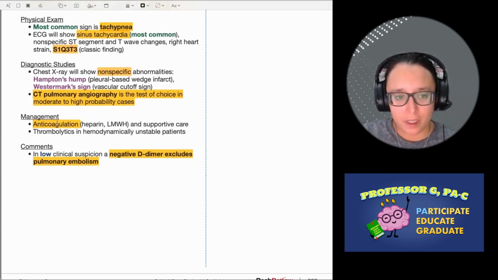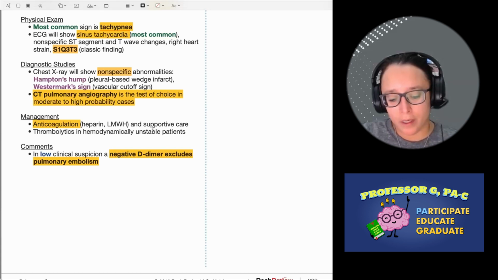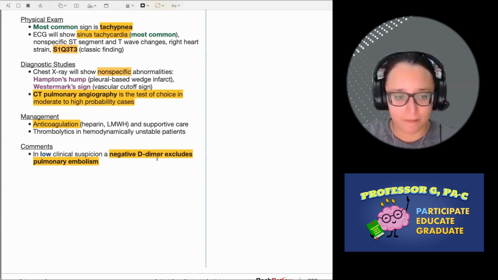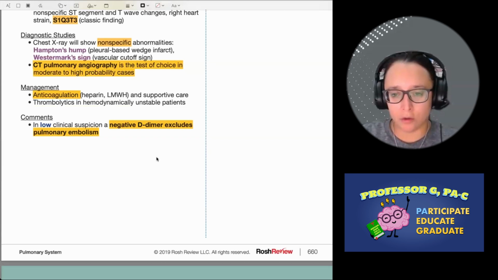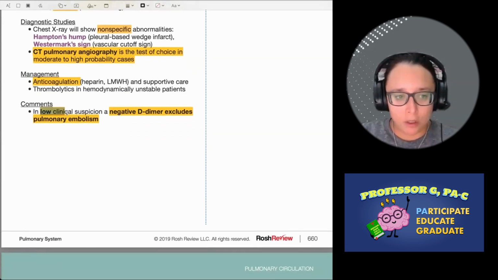Anticoagulation is the treatment of choice. Thrombolytics or embolectomy are what you do when they're unstable. Like basically they're going to die unless you do something. And then let's see. With a low clinical suspicion, if you don't think it's a PE, you can get a D-dimer, and if it's negative, it excludes PE. So it's a good rule out test. It's not a good rule in test. So if you think it's PE, don't order the D-dimer, just order the test.